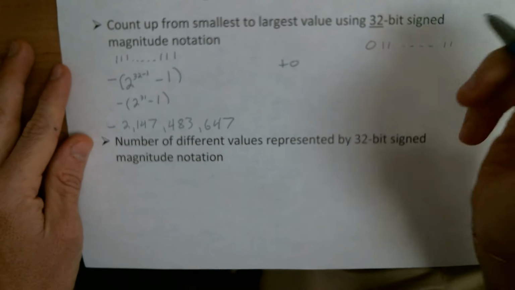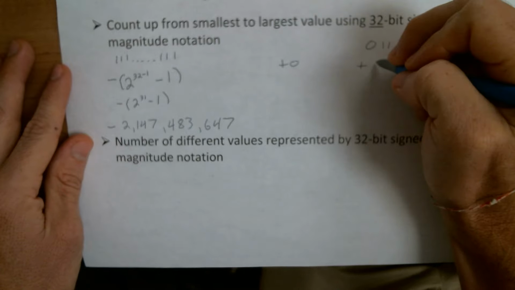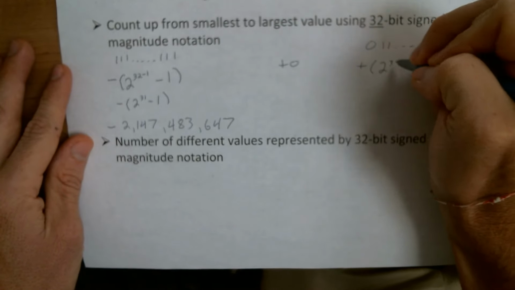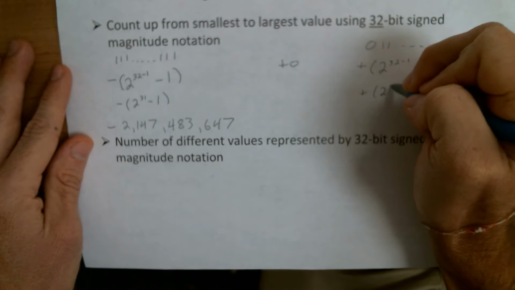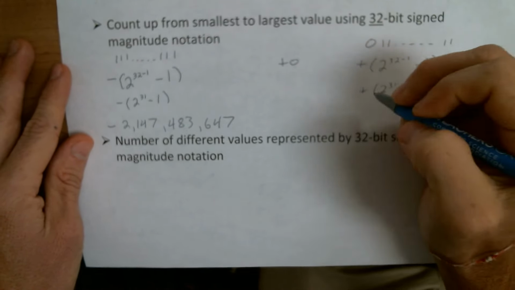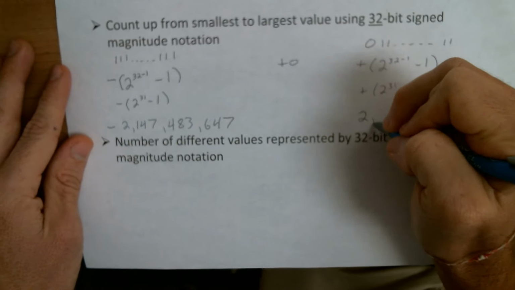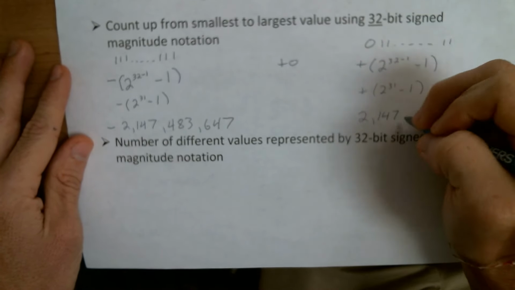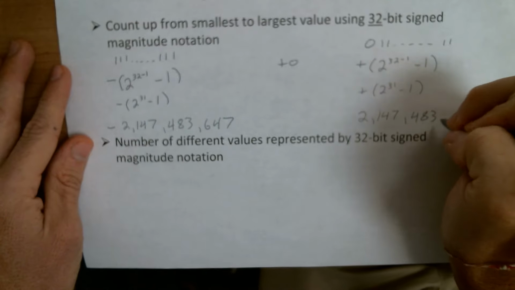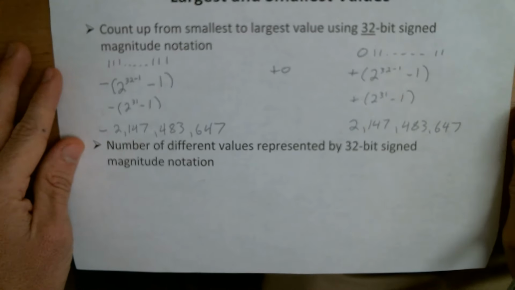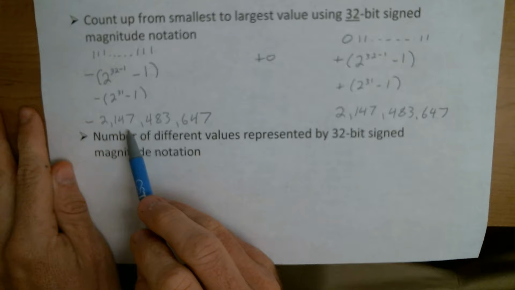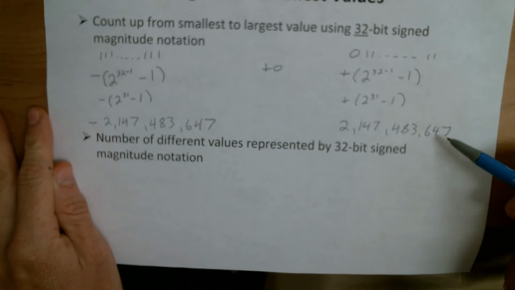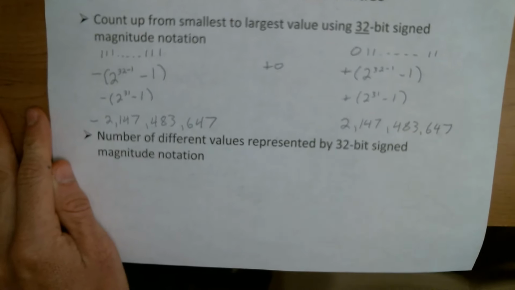All right. And now the positive highest number would be 0 at the front and then 1s all the way to the end. And again, it's going to be the same exact calculation, just with a positive sign in front of it. So 2 to the 32nd minus 1, or a positive 2 to the 31st minus 1, or put another way, 2,147,483,647. So once you start counting in positives and negatives, this is actually the smallest number you could represent using 32 bits. This is the largest number you could represent using 32 bits.